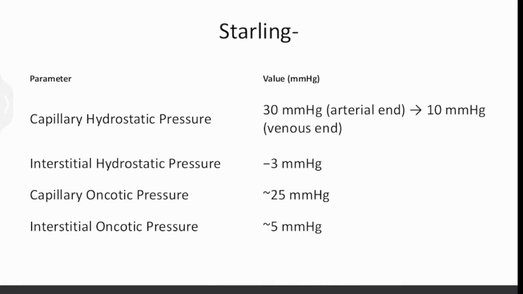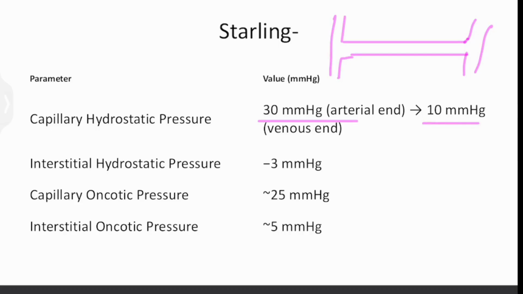So let us look into the values. Remember, the capillary hydrostatic pressure is approximately 30 millimeters of mercury at the arterial end of the capillary, and at the venous end it is around 10 millimeters of mercury. As mentioned, the interstitial hydrostatic pressure is -3. Capillary osmotic pressure is around 25 millimeters of mercury, and interstitial osmotic pressure is around 5 millimeters.